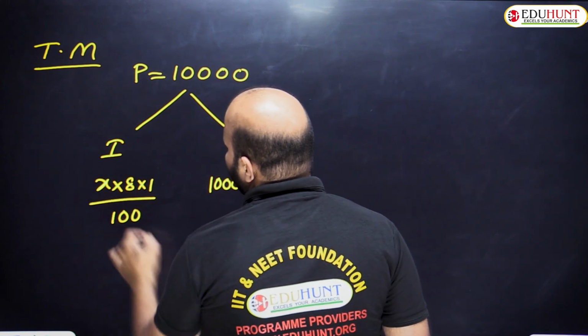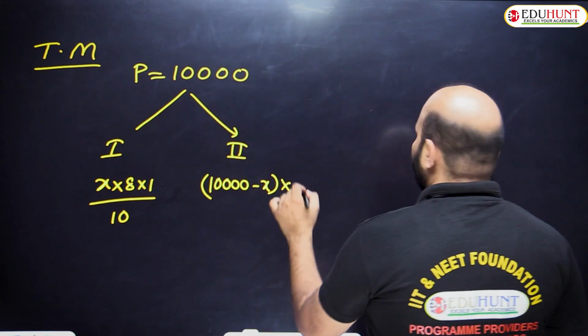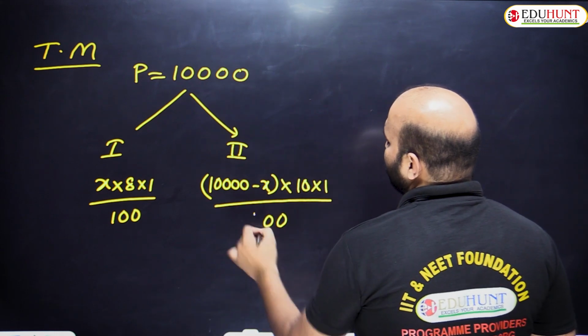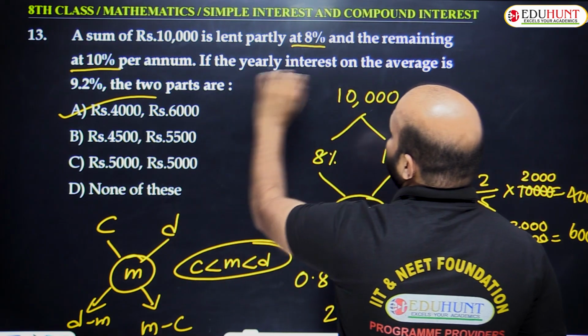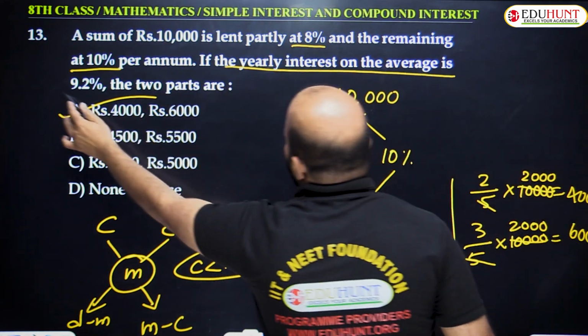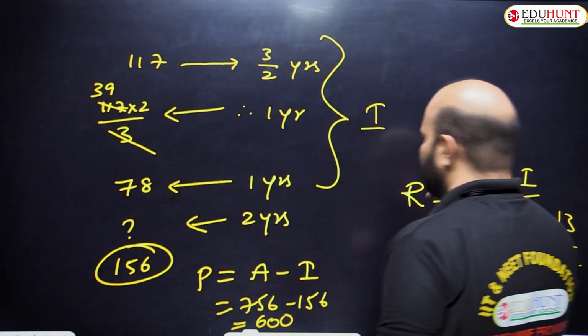Because PTR by 100. Second part, 10 into 1 by 100. So PTR by 100. Am I clear? So the first part is at 8% per annum, the second part at 10% per annum. But the yearly interest average is 9.2% per annum. So that means how much is the final interest?